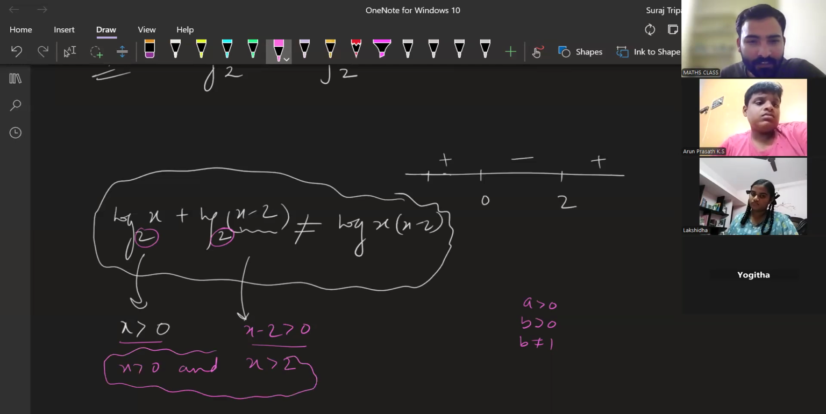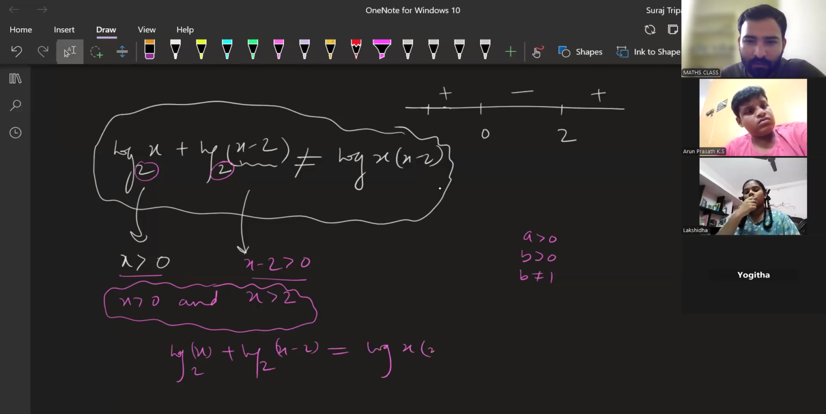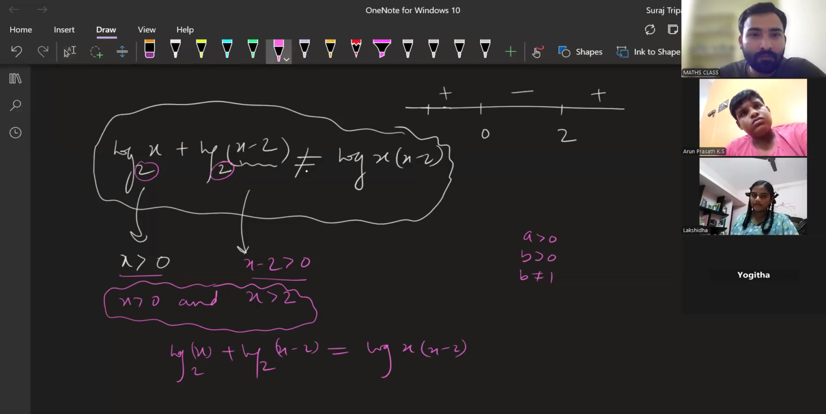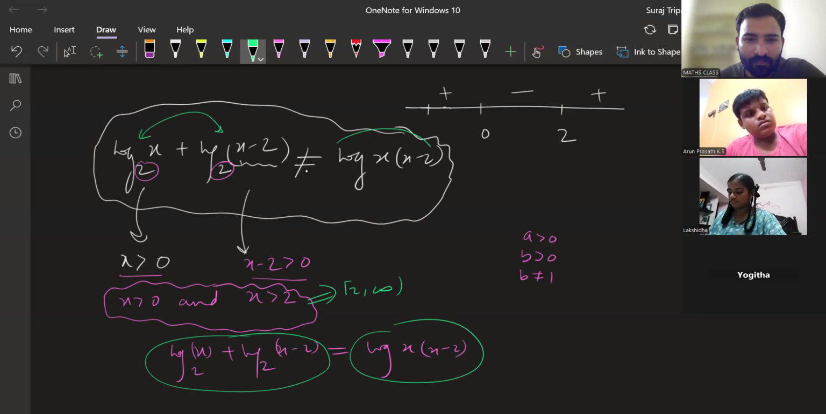If we consider these two conditions, then we can write log x to the base 2 plus log x minus 2 to the base 2 is equal to log of x into x minus 2. Then it will be true. Why are these two expressions not equal? The first answer is their domains are different. Domain of log x plus log x minus 2 will not be the same as domain of log of x into x minus 2. Just take the intersection here, so you will get 2 to infinity, open. Domain is 2 to infinity for the left hand side expression.